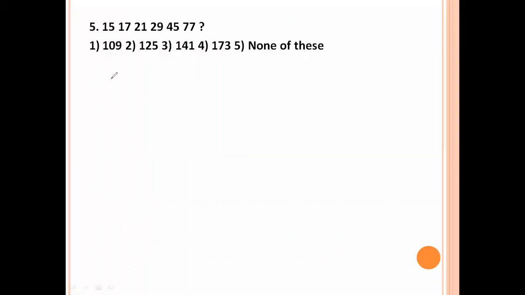Next question. 15, 17, 21, 29, 45, 77, question mark. 15 plus 2, 17 plus 4, 21 plus 8, 29 plus 16. 2 twos are 4, 4 twos are 8, 8 twos are 16, 16 twos are 32. 45 plus 32 is 77, plus 64 is 141. Option number 3 is the right answer.